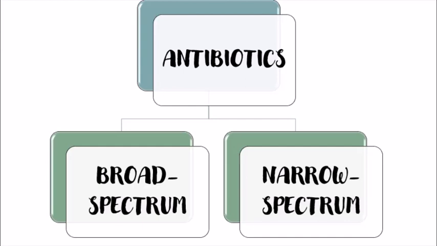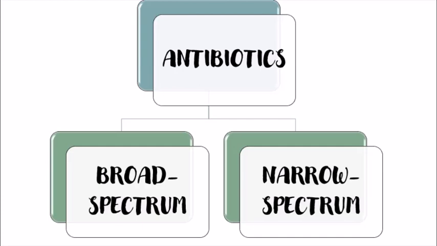Now antibiotics can be of two types: broad spectrum antibiotic and narrow spectrum antibiotic. Broad spectrum antibiotics are useful against a wide variety of bacteria, so you can treat many kinds of diseases with this particular antibiotic. Narrow spectrum antibiotics are limited to a particular type of bacteria only, and are used to treat only a particular type of disease.